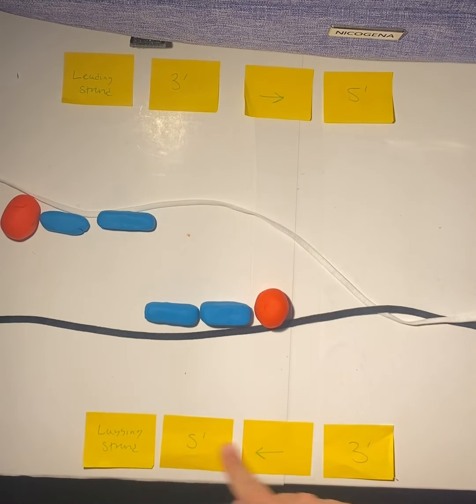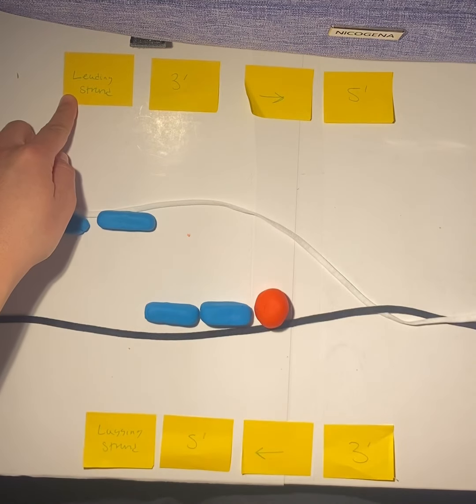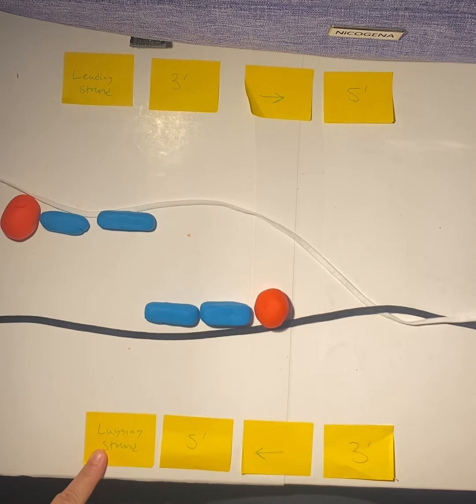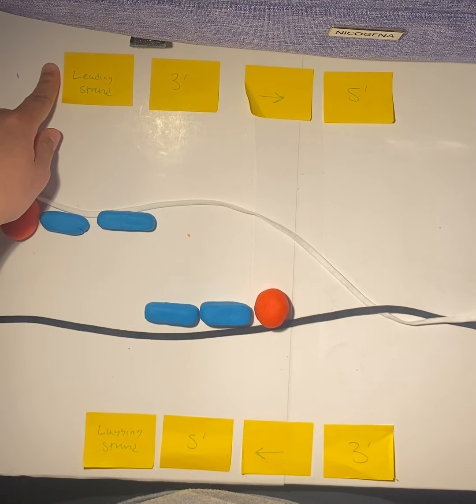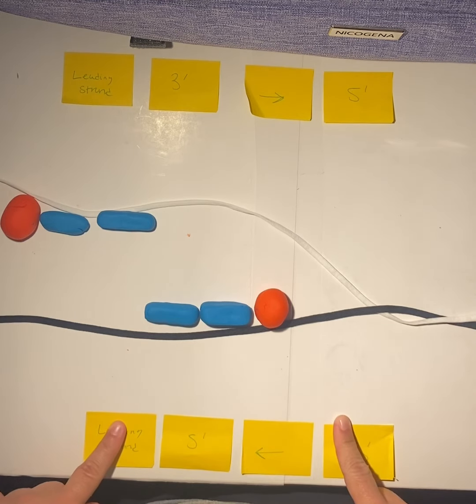Notice how the 3 to 5 direction is going to the left side on this end. And notice how the 3 to 5 direction is going to the right in this direction. Since this is going in a 3 to 5 direction, this is the leading strand, and this is the lagging strand. The leading strand is long and continuous. The lagging strand is not continuous because it only goes in a 3 to 5 direction.